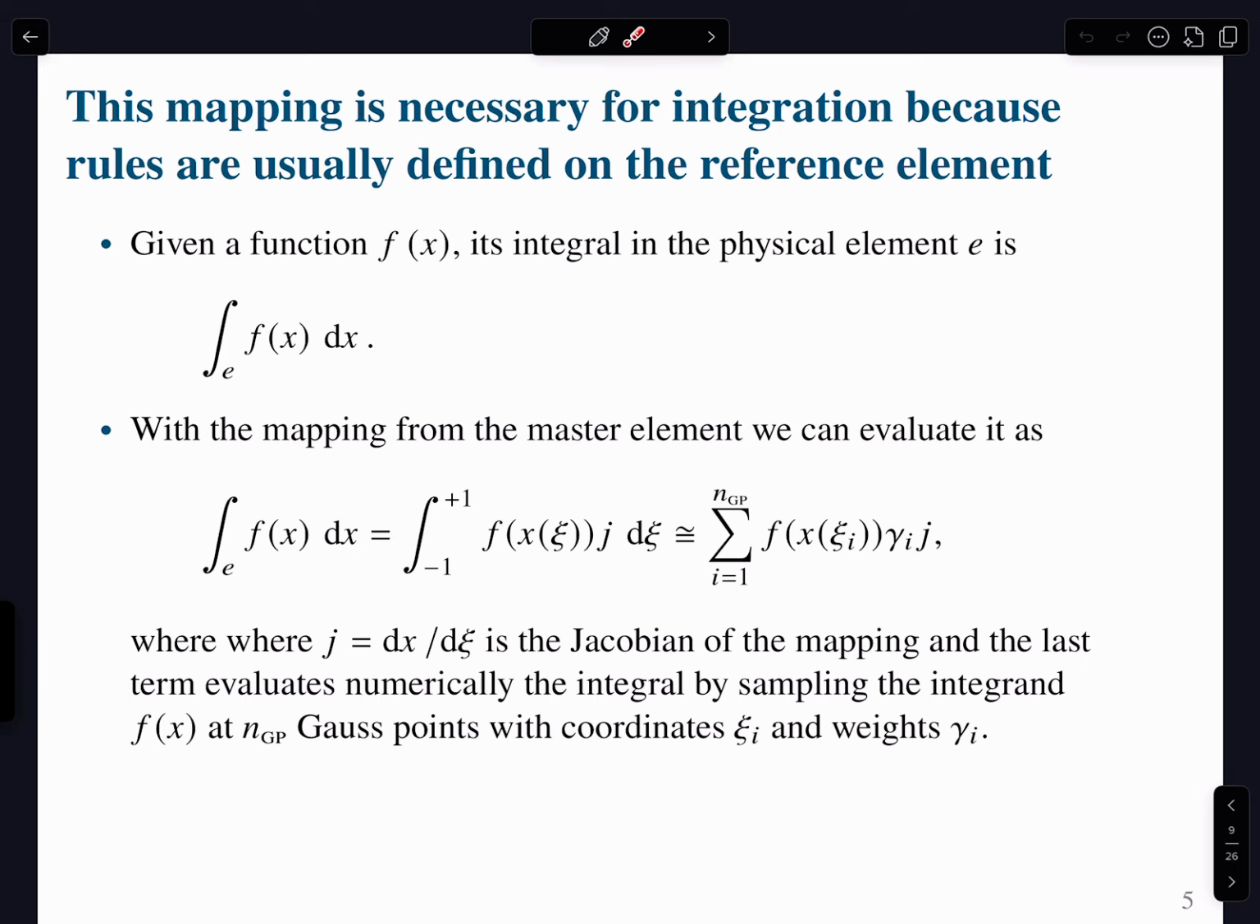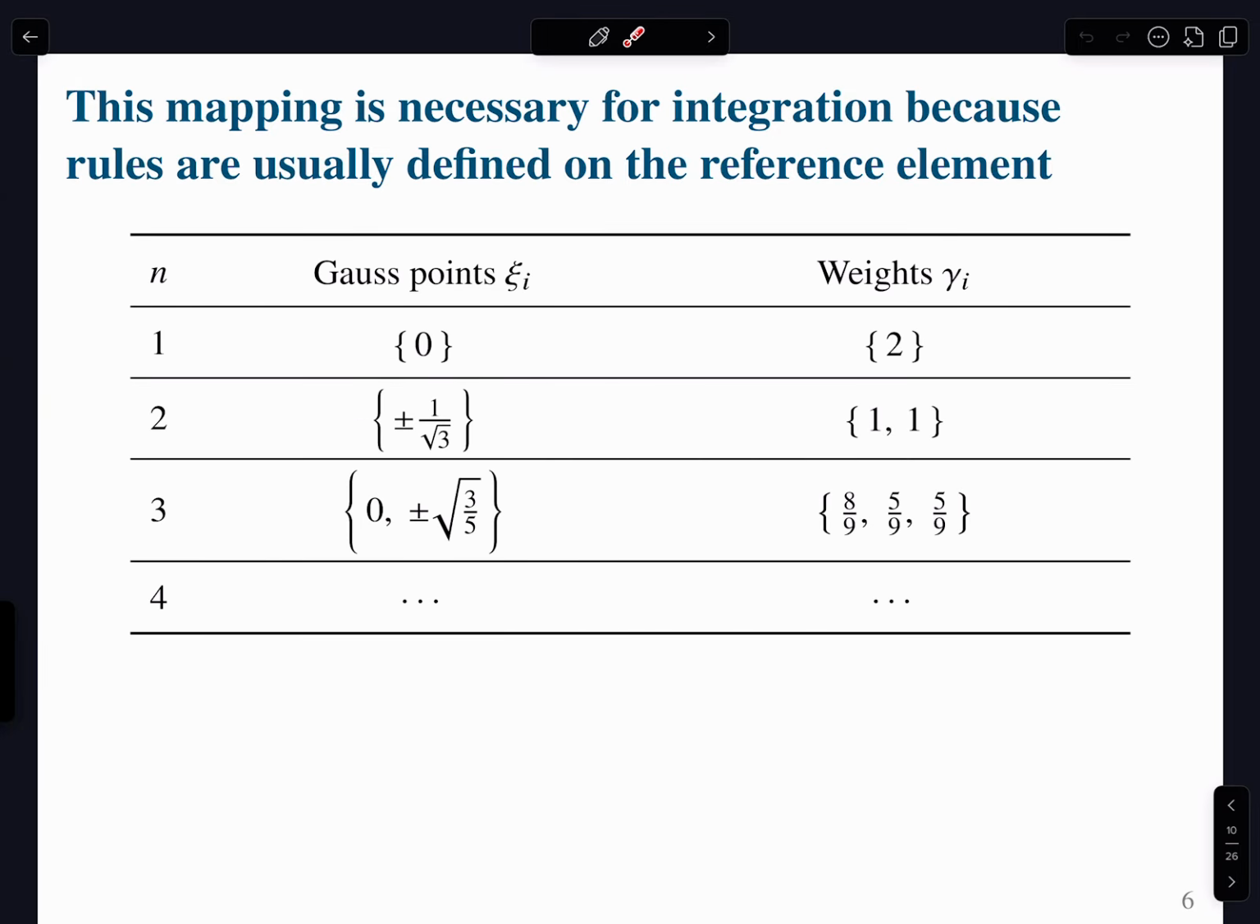And of course, the higher the integration rule, the lower is going to be the weight that is assigned to each of those integration points, because at the end, of course, you want all the weights to sum up to 2, which is, you know, the length of the interval. Okay, and these are well known. So for instance, for 1D, you have these Gauss points.